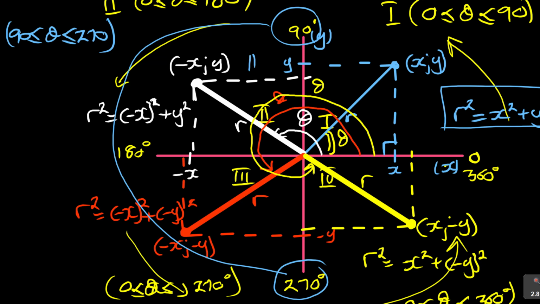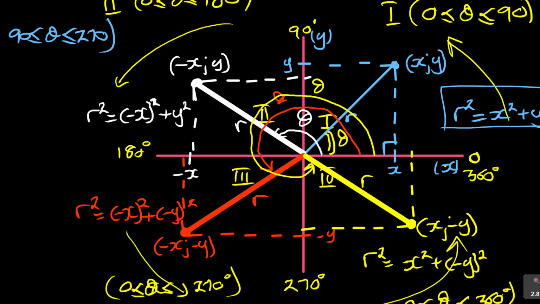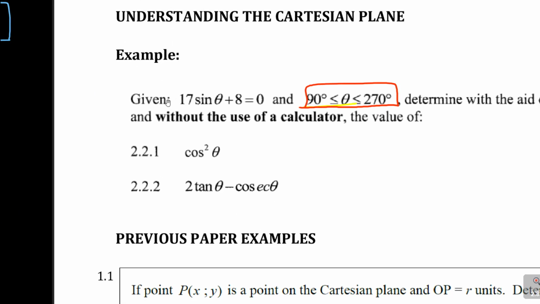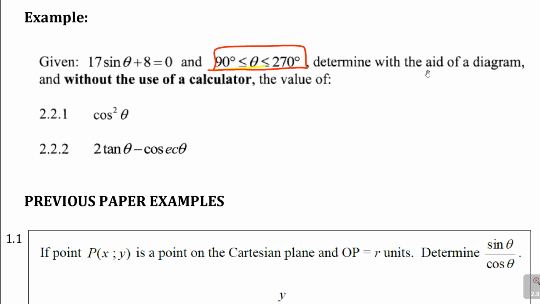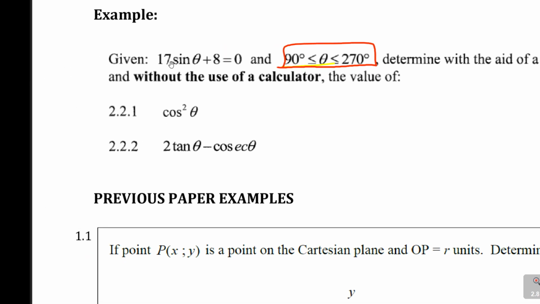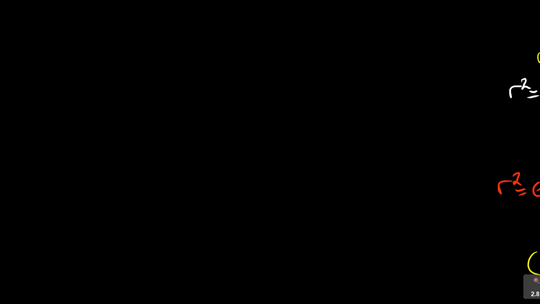Alright, so having done that, let me take back and remove that. Alright, so now let's move on. I want us to look at the question now. It says, given this, and you are given that theta is in that region, determine with the aid of a diagram and without the use of a calculator. So let's write this. 17 sin theta plus 8 is equal to 0.